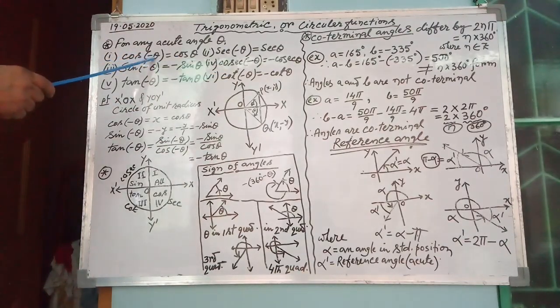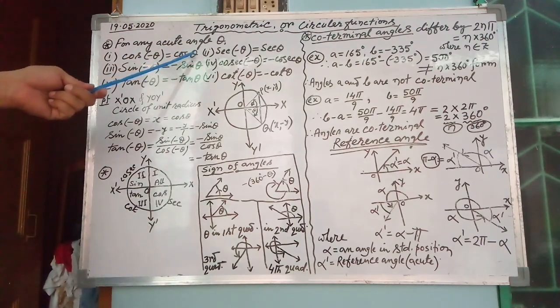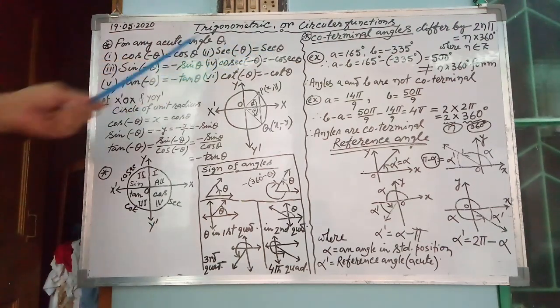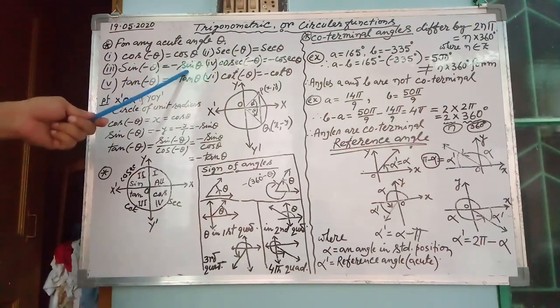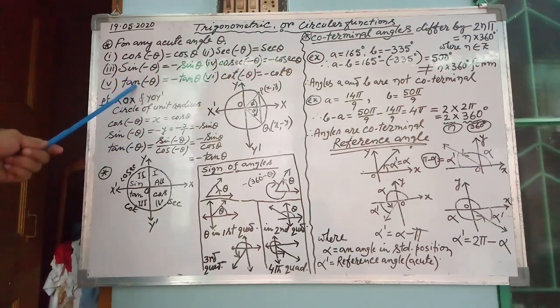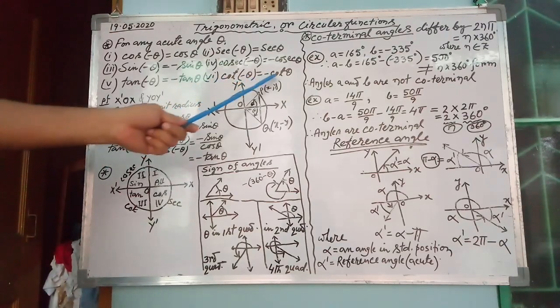Cos of minus theta is equal to cos theta. Sec of minus theta is equal to sec theta. Sin minus theta equal to minus sin theta. Cosec minus theta equal to minus cosec theta. Tan minus theta is equal to minus tan theta. And cot of minus theta is equal to minus cot theta.